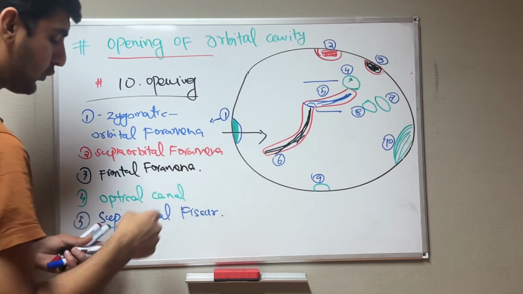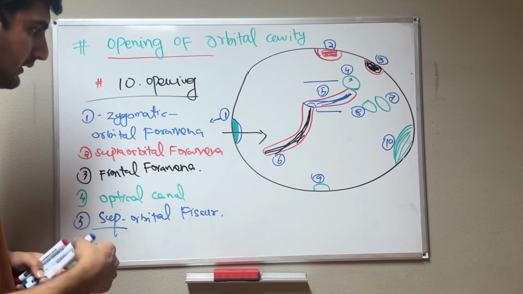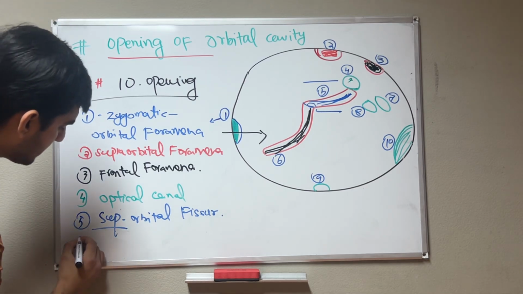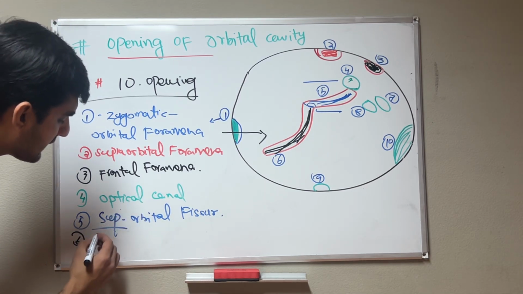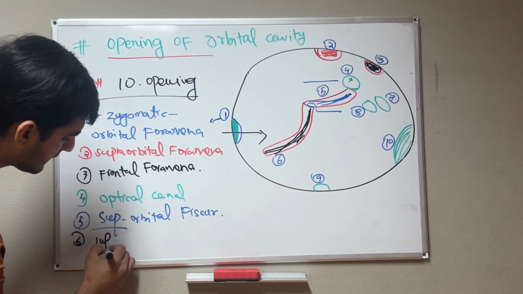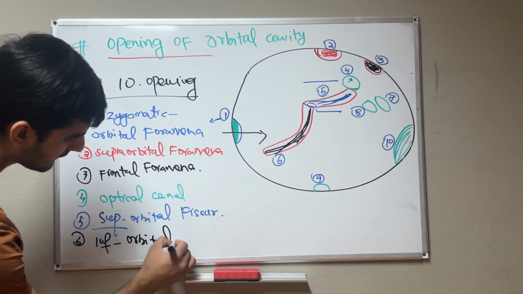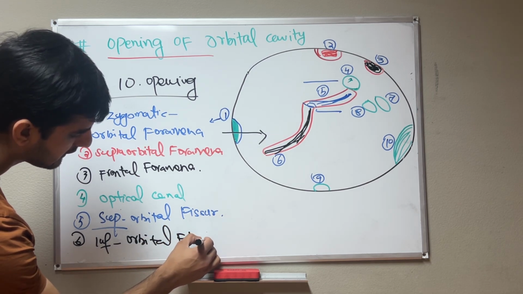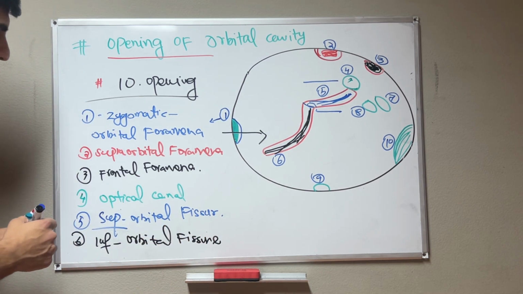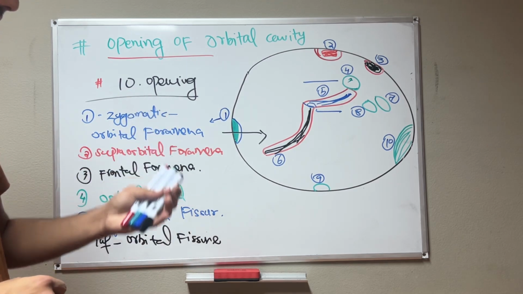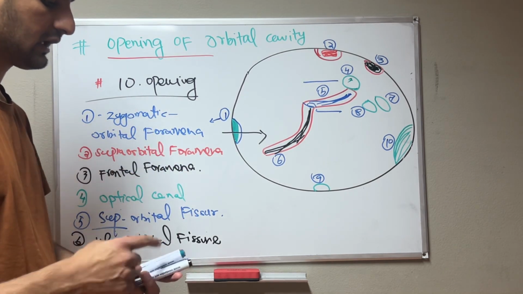The sixth opening in the orbital cavity is the inferior orbital fissure, fissura orbitalis inferior. Okay, these are the six openings we discussed. Now the seventh one.